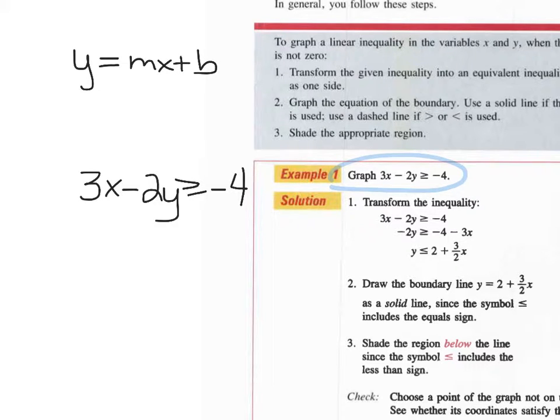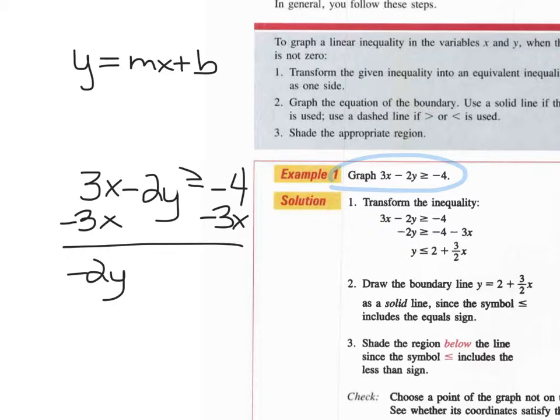Now, if you'd like just to get your boundary line, you can change this symbol, if you want, to an equal sign. But then as far as shading goes, you need to keep it the inequality. I'm going to go ahead and just keep it the inequality, but I'm going to know when I make my boundary line, I'm doing it as if it were an equation. So I'm going to subtract the 3x, and I get negative 2y is greater than or equal to negative 3x minus 4.